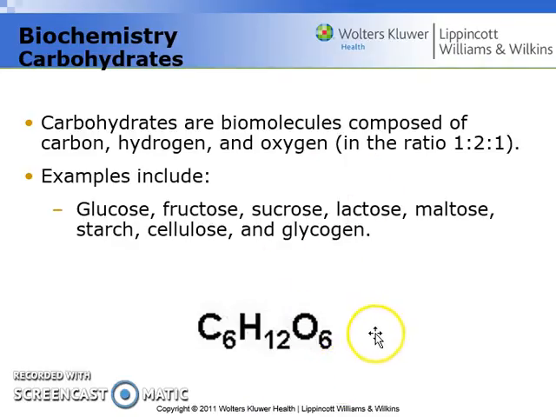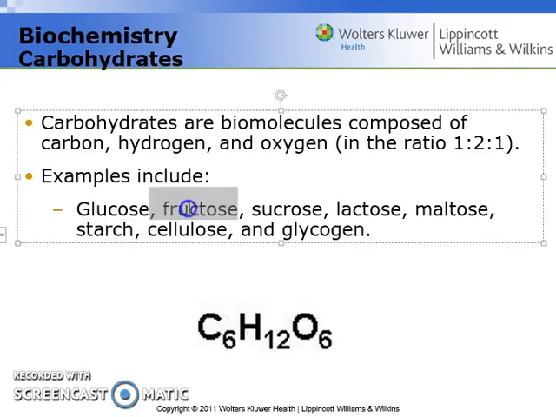So if you don't have a 1 to 2 to 1, then you may not have a true carbohydrate. We have a number of examples that we continually address. We have glucose, fructose, sucrose, lactose, maltose, starch, cellulose, and glycogen. Now, when you look at these terms, you've probably heard these in a good majority of places before.